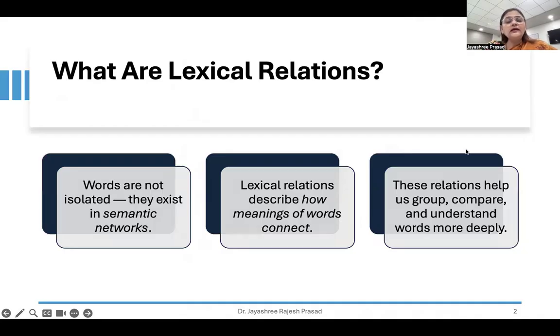So, what are lexical relations? Words in a language are like nodes in a web, each linked to other nodes by meaning. Lexical relations describe these links. They help us understand patterns like similarity, opposition, and inclusion among words.